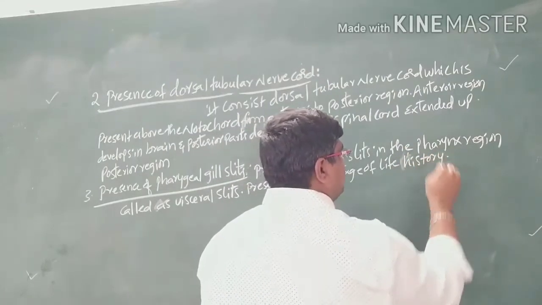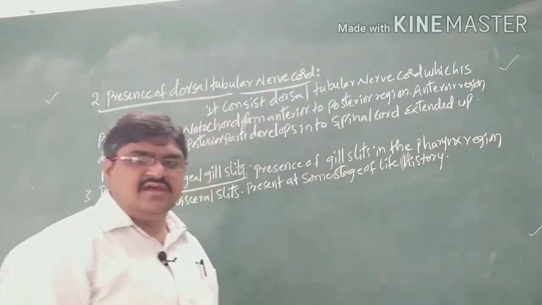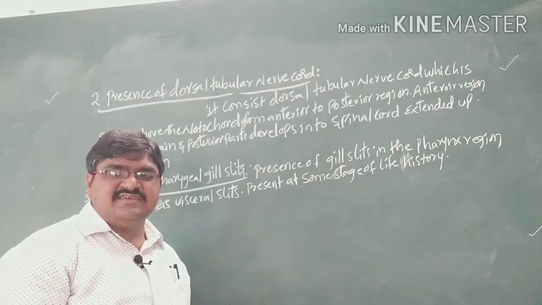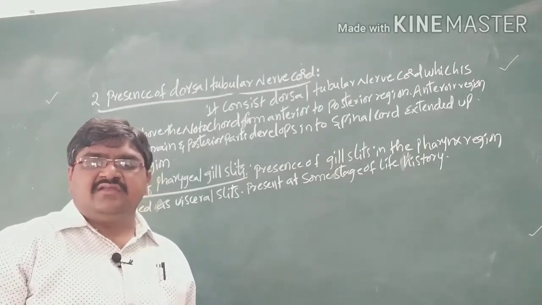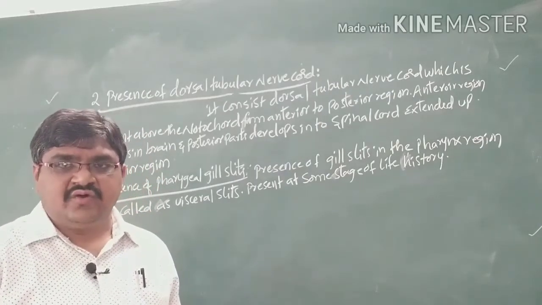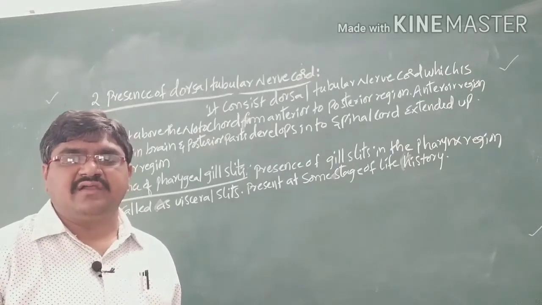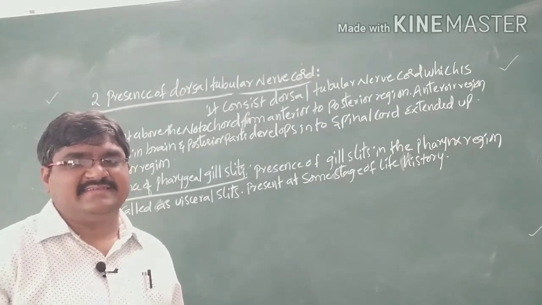That means at some embryonic stages, pharyngeal gill slits are present, where these pharyngeal gill slits develop into lungs in higher vertebrates, which is helpful for the exchange of gases.